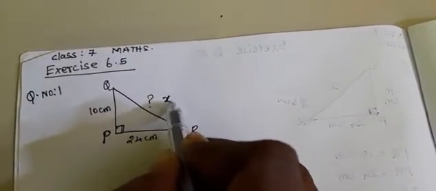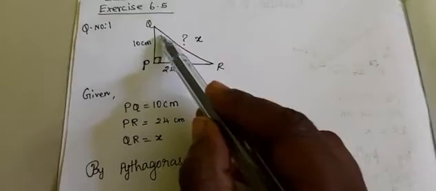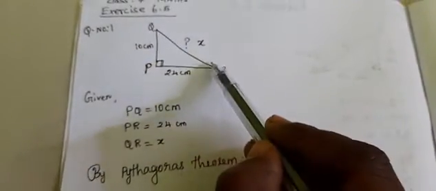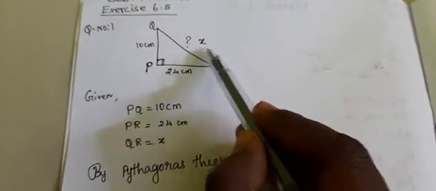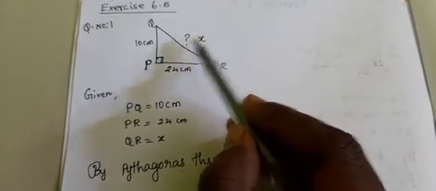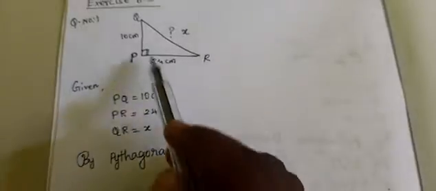So we will take it as X. So these are the given informations. Now actually it is a right angle triangle. We have to find the missing length of the triangle. Okay, two sides are given. We have to find the third side. And also it is a right angle triangle. So we have to use Pythagoras theorem to find the missing side.